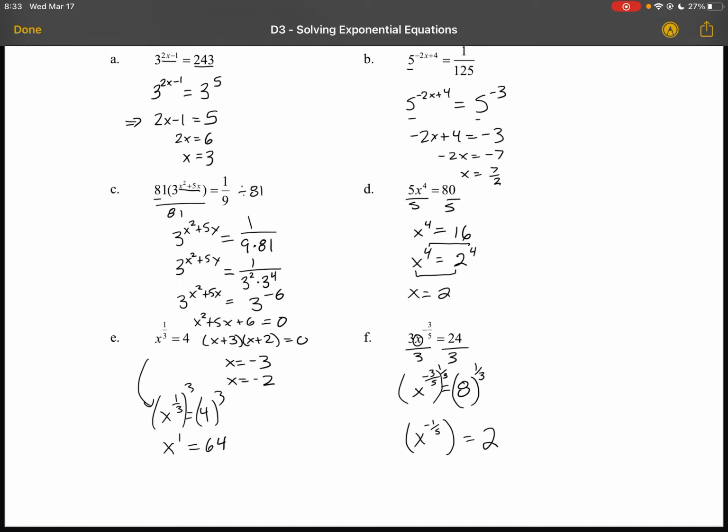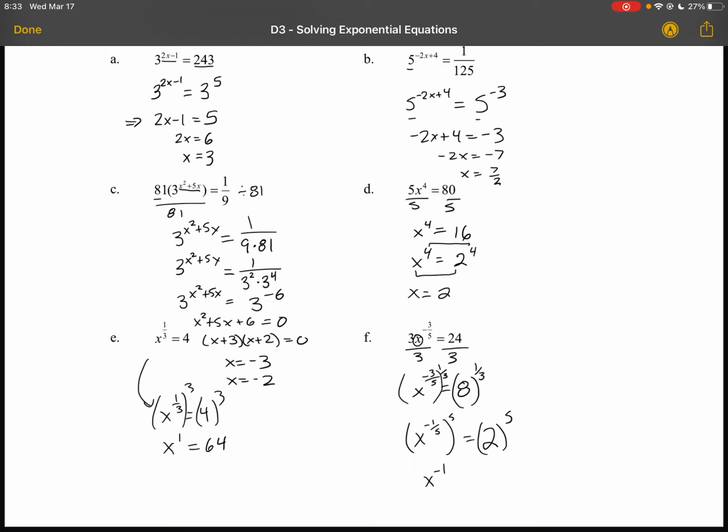Now you might say, Mrs. Dittmer, we could have started by raising each side to the 5th power. Sure, we could have. I don't know what 8 to the 5 is without using a calculator. I do know what the cube root of 8 is without using a calculator, which is why I started there. So now the next thing that we need to do is deal with this 5th root here. So I'm going to take the same approach that I did in E, and I'm going to raise both sides to the 5th.